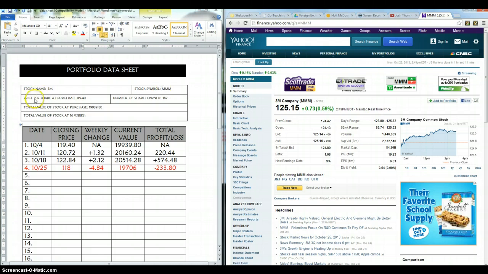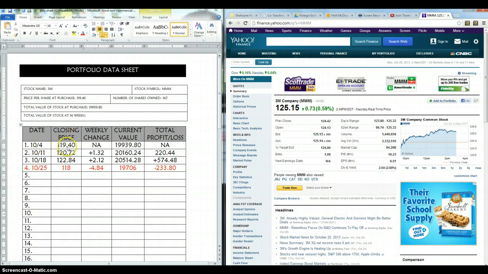Now this box right here asks for the price per share at the purchase date. We're going to use October 4th as our purchase date. Now I know I got a lot of numbers in here already, but just bear with me. I'll show you where those numbers came from and how you can go about calculating whether or not you're making money or losing money. So we're going to use each Friday starting on October 4th. October 4th is our purchasing date.